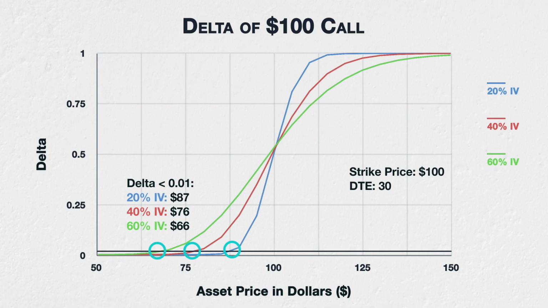The higher the implied volatility, the further out of the money the option has to be for the delta to get close to 0. A delta of close to 0 implies that it's almost certain that the option will expire out of the money. And the higher the implied volatility, the more price movement the option prices are implying as possible. So the further out of the money an option has to be for there to be almost no chance of it becoming in the money at expiry.